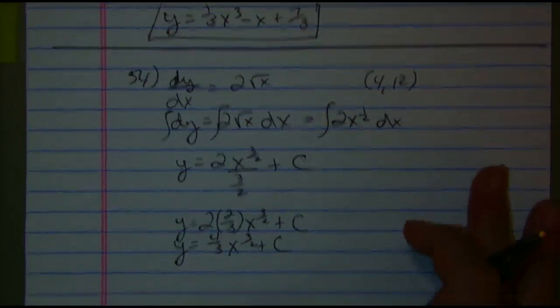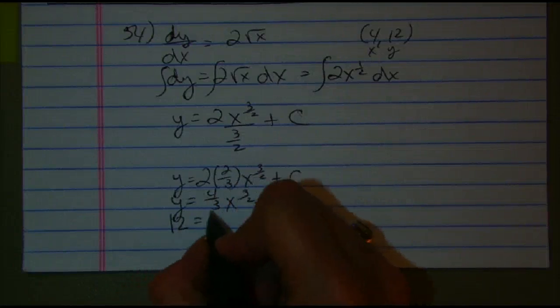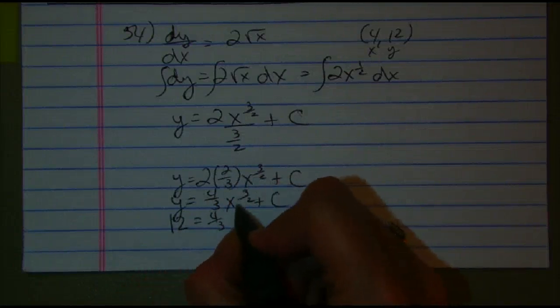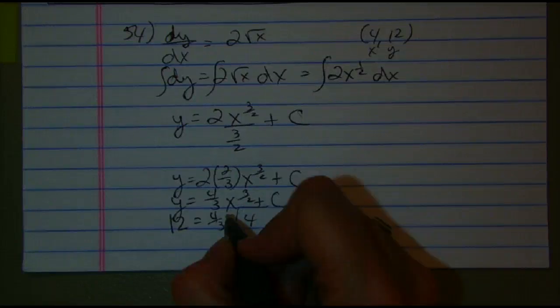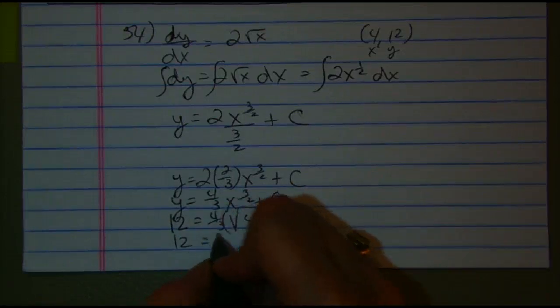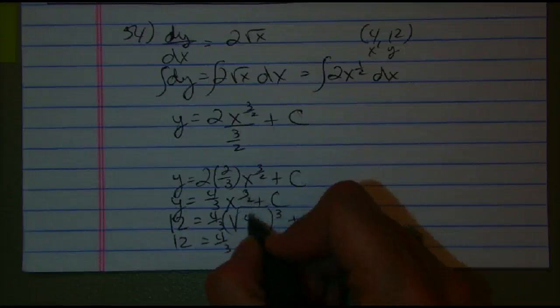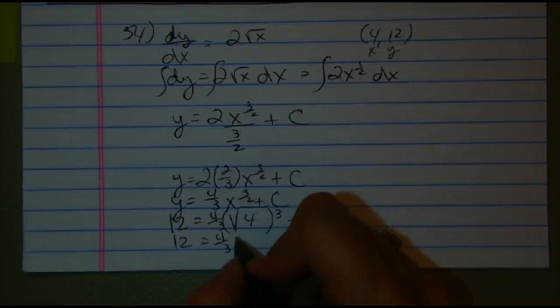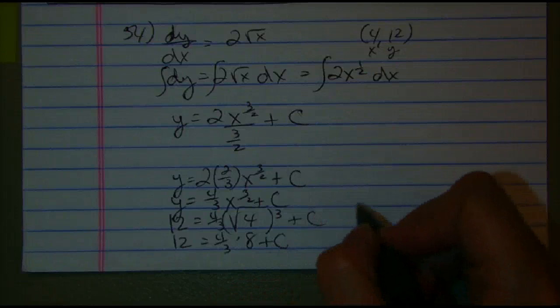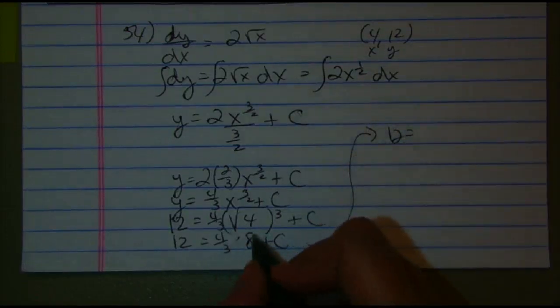Now I'm going to put in my specific point here, my x and my y. So it's 12 equals 4/3. Let's break that up. Put my 4, that 1/2 means a square root. And then after I take the square root, I'm going to go ahead and cube it. So the square root of 4 is 2. Now I'm going to cube my 2. So that would be times 8 plus c. I'm running out of room. Let me come on up here. That's 12 equals, so what is that? That is 32/3? Yes.